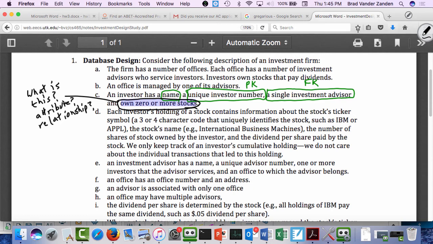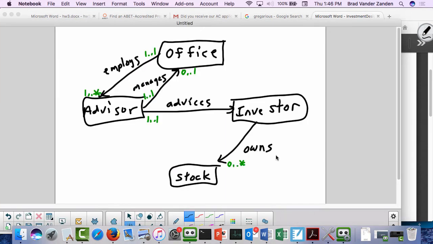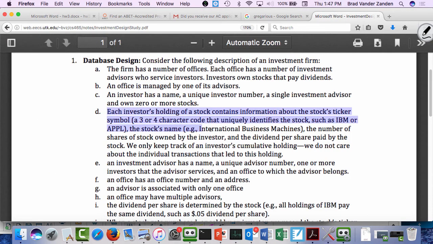Okay, so let's move on now to D. Each investor's holding of a stock contains information about the stock's ticker symbol, the stock's name, the number of shares of stock owned by the investor, and the dividend per share paid by the stock. Increasingly, what this is looking like is a relationship. A holding, we know that investors own a stock, and that was shown as a relationship here. So it's looking like D is giving us information about the attributes of a relationship.